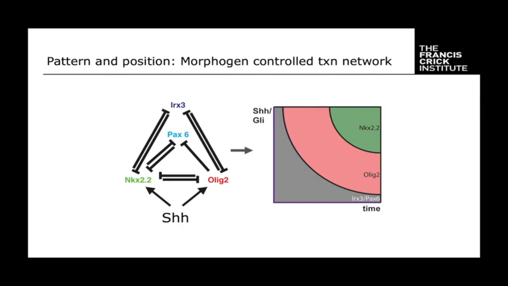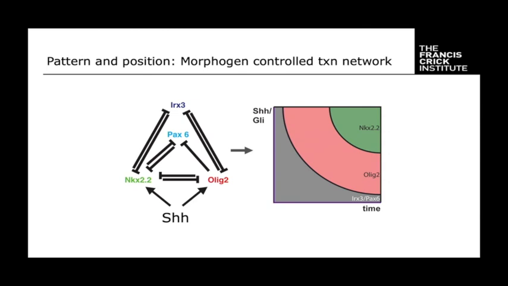So together that suggests an explanation for both the position and the pattern of gene expression. The regulatory logic of that transcriptional network is taking the input of hedgehog signaling and converting it into these profiles of gene expression via the regulatory links within the circuit.